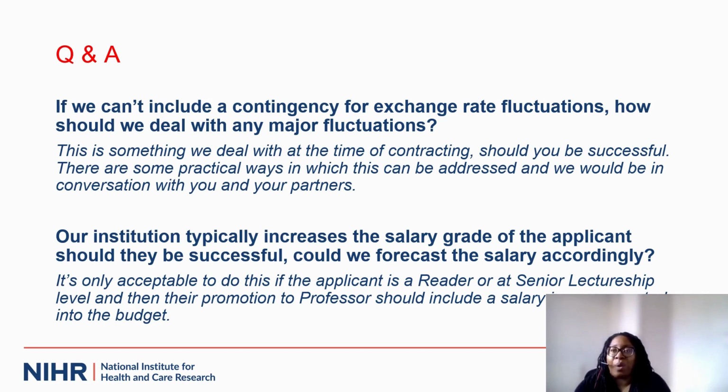We would say that where the applicant is already a professor and meets our eligibility criteria, then we wouldn't accept a salary increase just on the basis of securing this award. It's where they've actually had a promotion in their job title that we would expect you to include the salary increase. So if they're at the level below professor, cost that increase in.